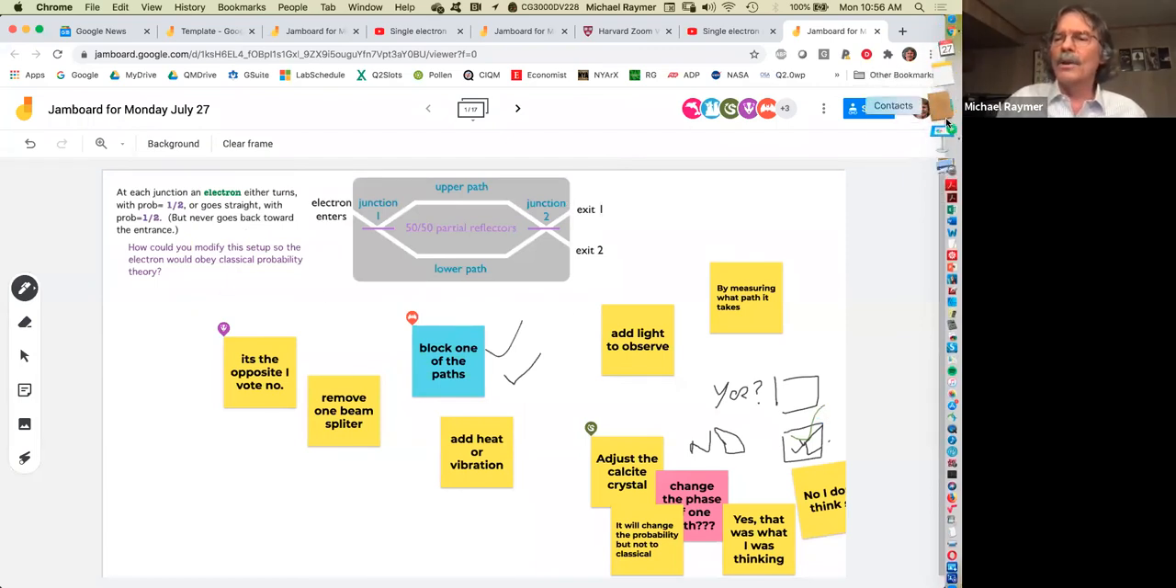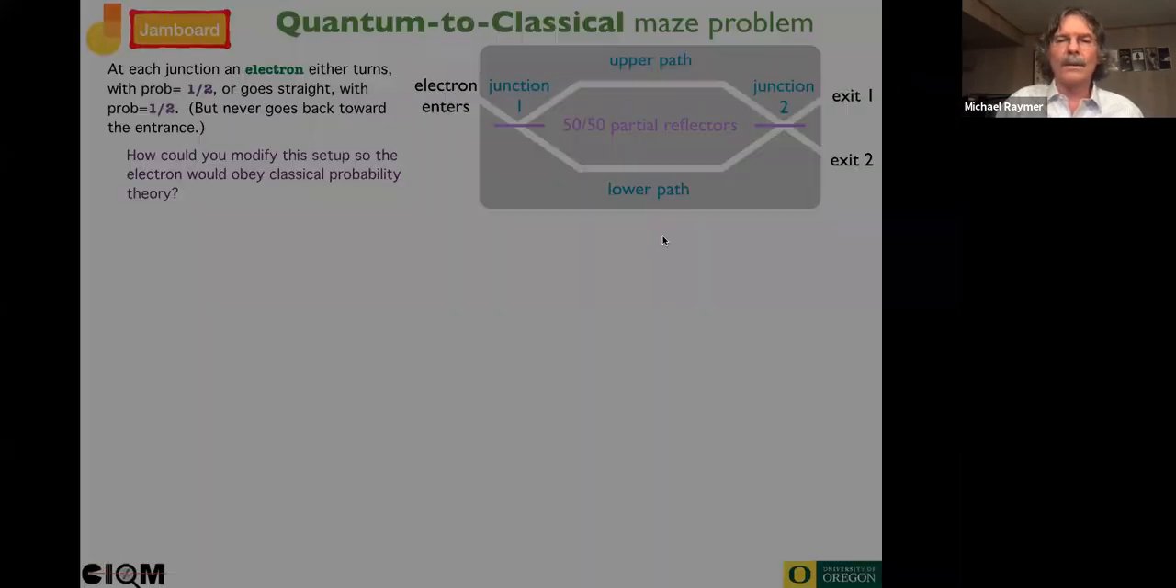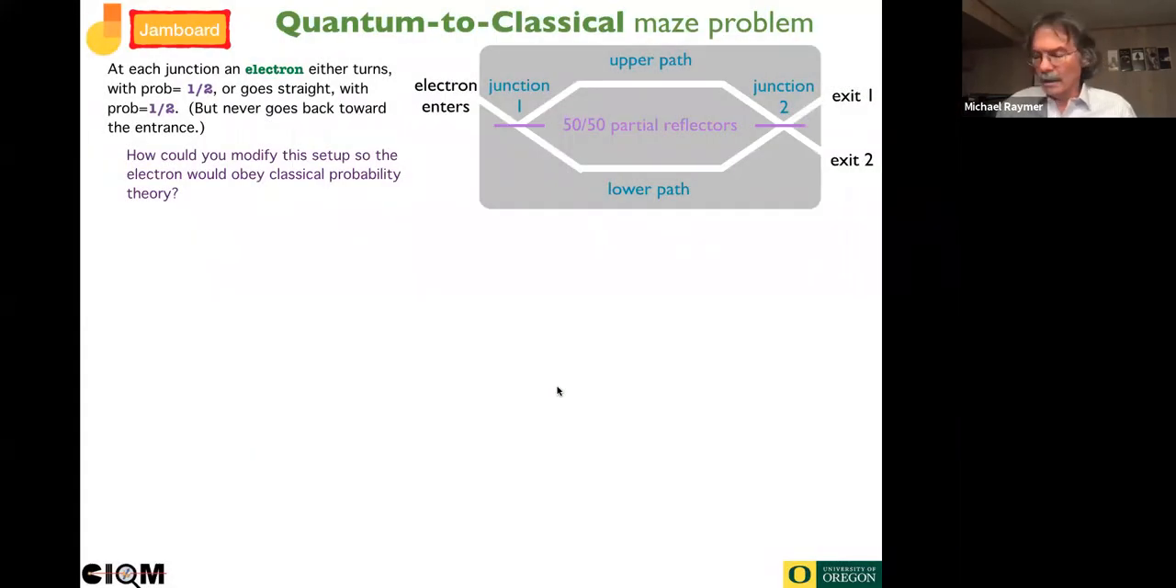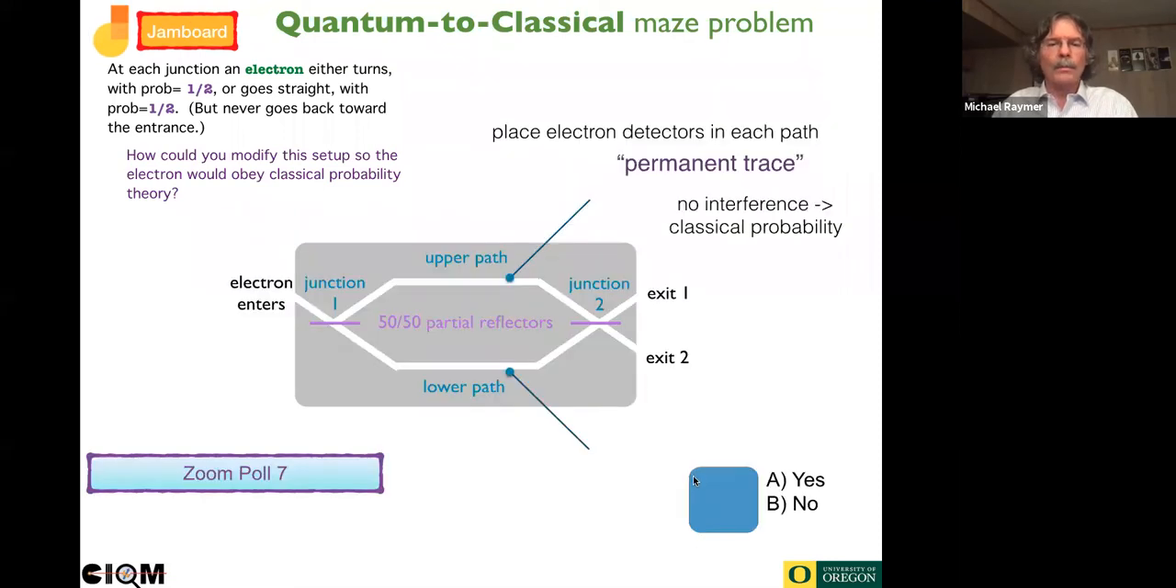Okay, let us go back to our keynote slides, which I now hope you see on the screen again. Boom. So the answer I came up with was put electron detectors in the two paths. And if you get a click on one of them, boom, that leaves what we call a permanent trace in the setup. Now in the book, I talk about permanent traces quite a lot. And by that, I mean that there's some classical recording of the information that you've gained.